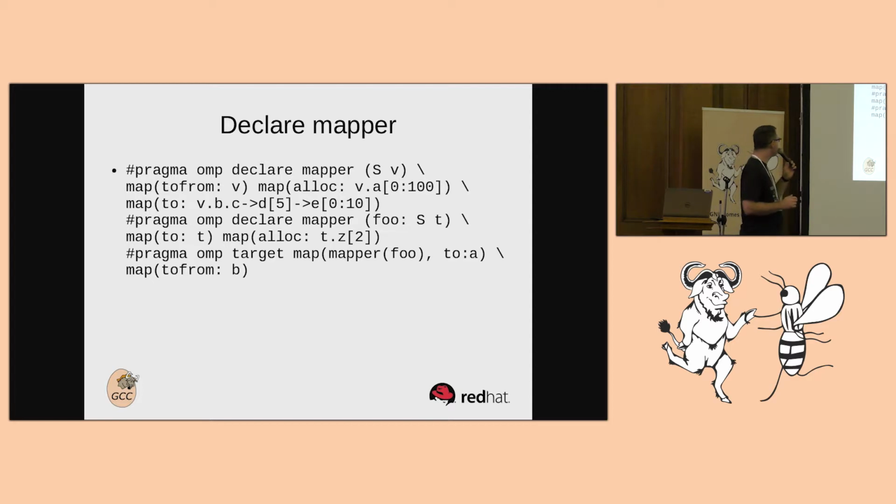And declare mapper is a way where you register for a certain type, aggregate type, some action where you either map the whole structure or just some fields from that, and plus some other actions, like you can attach some pointers or map arrays pointed from that, and so on. And you can also give some identifier for the mapper, and you can have different kinds of mappings in certain cases.